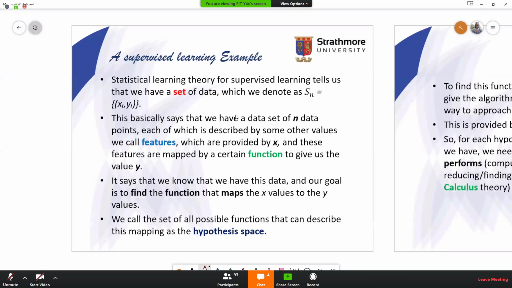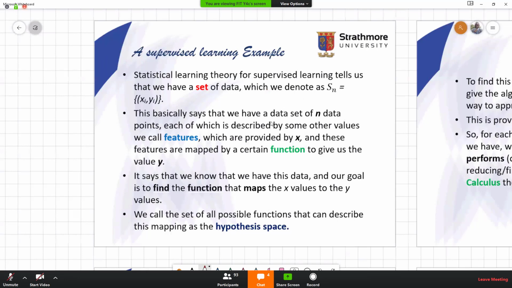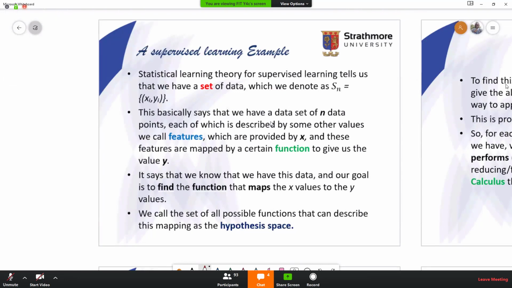Please take notes. I'll mention a lot of things, and ask questions if you have them, because I'm going to summarize statistical machine learning using a supervised learning example. Okay, so this is statistical machine learning. Let's use supervised learning as an example.